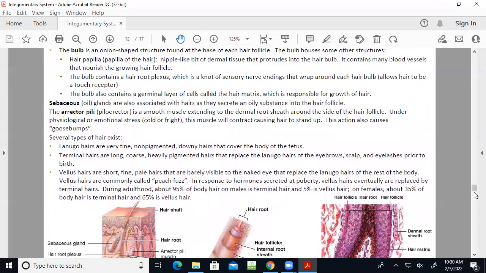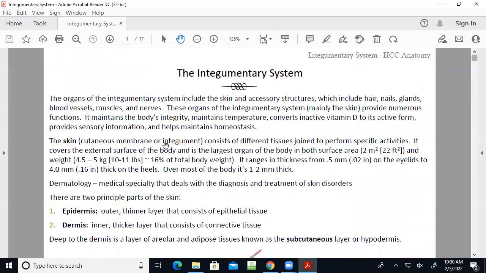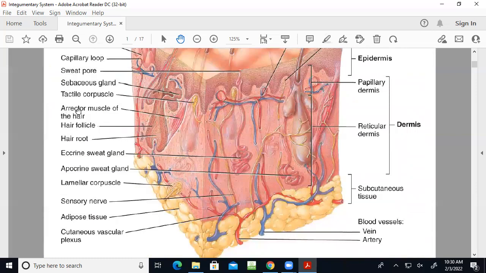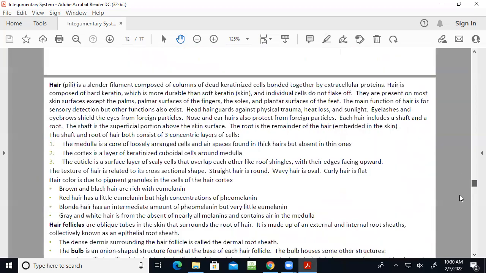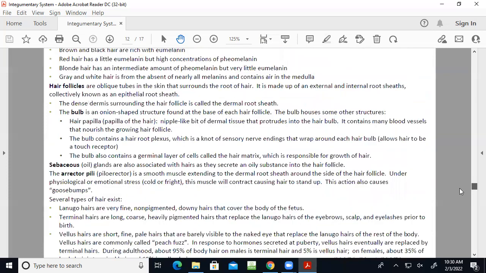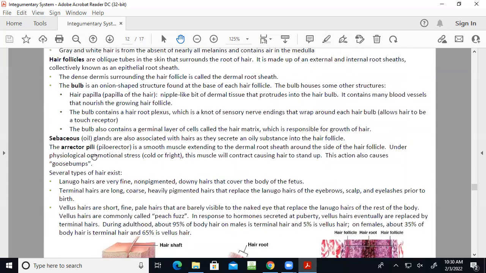Now, if I go back to that very first page, here it's listed as erector muscle of the hair. You might want to go to that first page and label it, put in parentheses or whatever, as erector pili muscle. I want you to know it. I don't care about piloerector, but erector pili, make sure you know it that way as well.